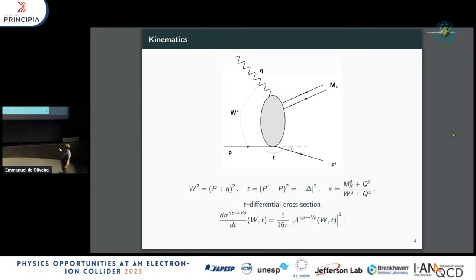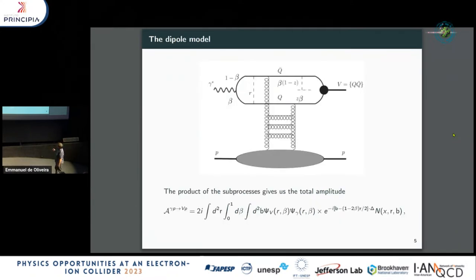So if you want a small x, that's where the dipole works. We need the center of mass energy to be big, and the mass to be small. So the light vector meson will reach smaller x than the heavy vector meson. And then we can write our cross-section for gamma p going to vector meson p. Of course, it will be the square of an amplitude. And this is the amplitude in that dipole model.